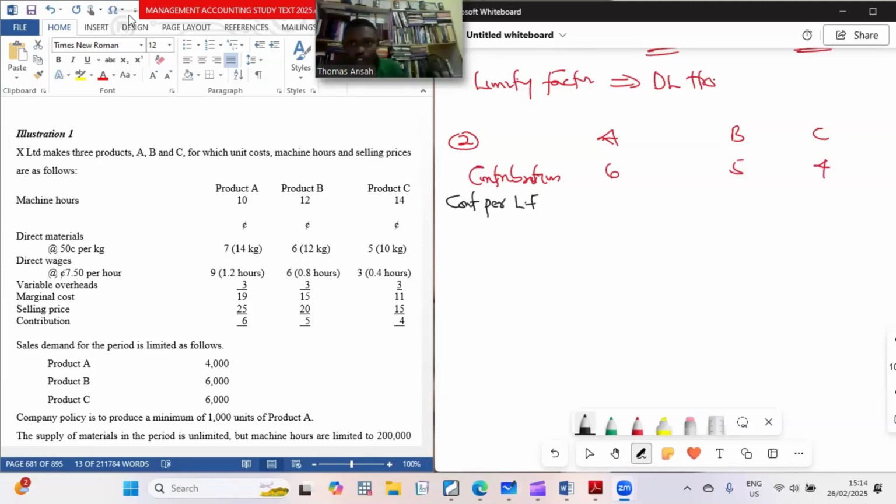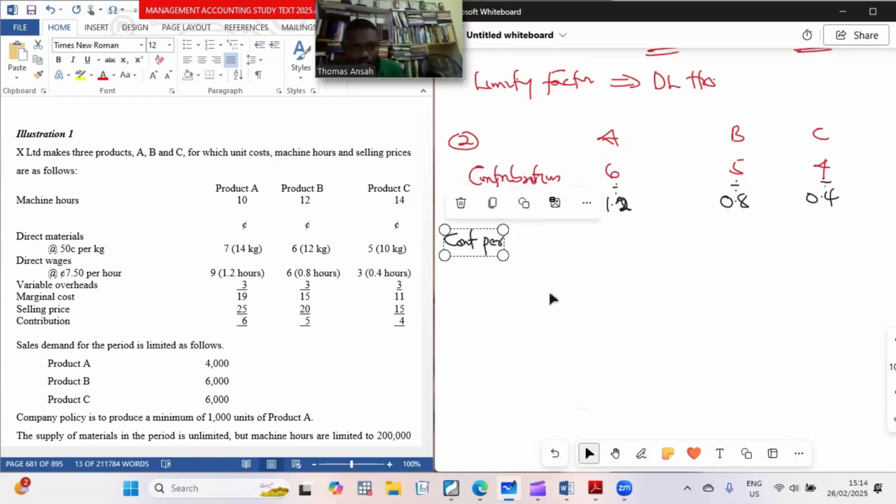You just have to state them like the way we used to do in throughput. So this one is 1.2. We are only focusing on labor hours. 1.2, 0.8, then 0.4. Do you remember? So this one, let me push these ones down. So these are the limiting factors.